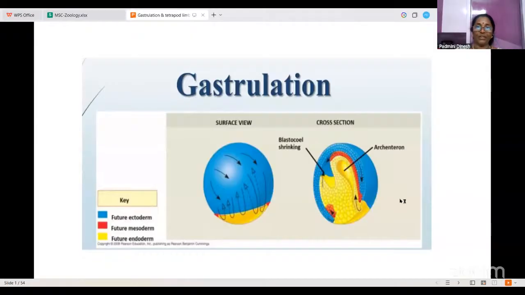Gastrulation, if you remember that we had done blastulation in the last class. After blastulation, we are going to talk about gastrulation. So what exactly is gastrulation, we are going to talk about in detail in this particular class. It's going to be again an interesting class.